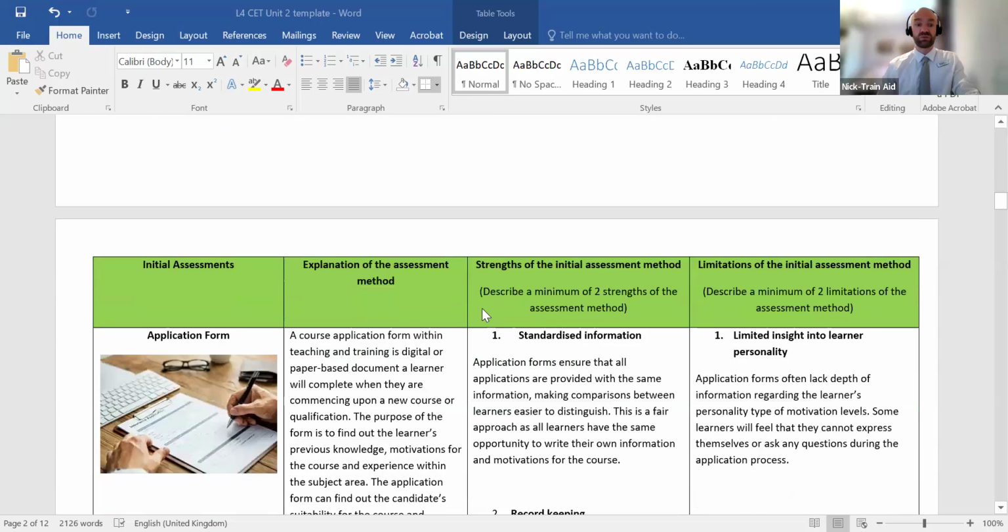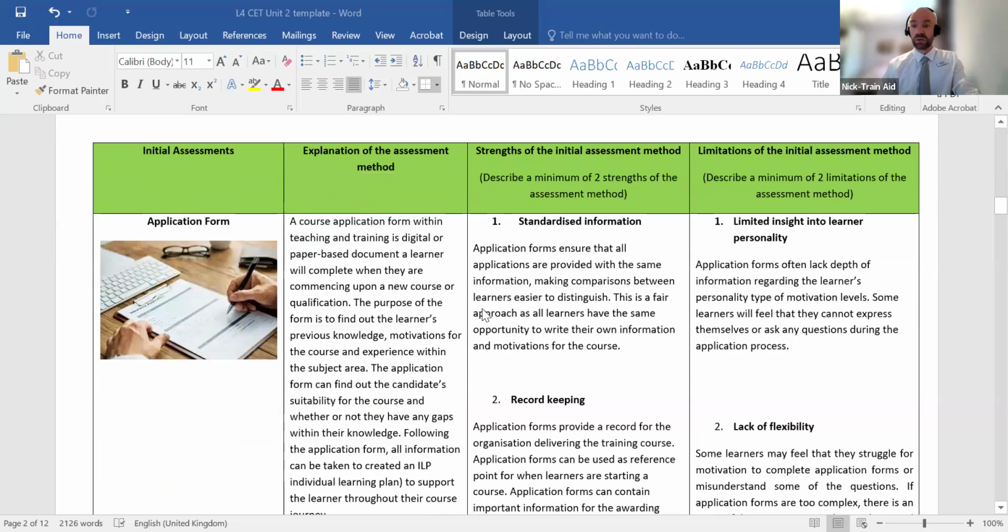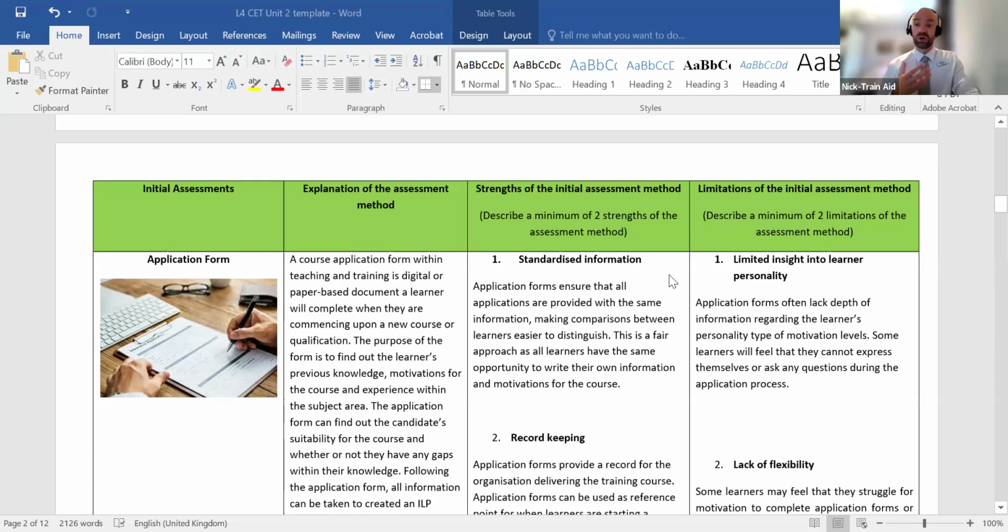Okay, so we're just going to move on to our table. So what I've done is I have examined a few initial and diagnostic assessment methods to give you an idea of the content, the structure that you could write about. And feel free to use the use of an application form, or you could use different initial assessments as well.